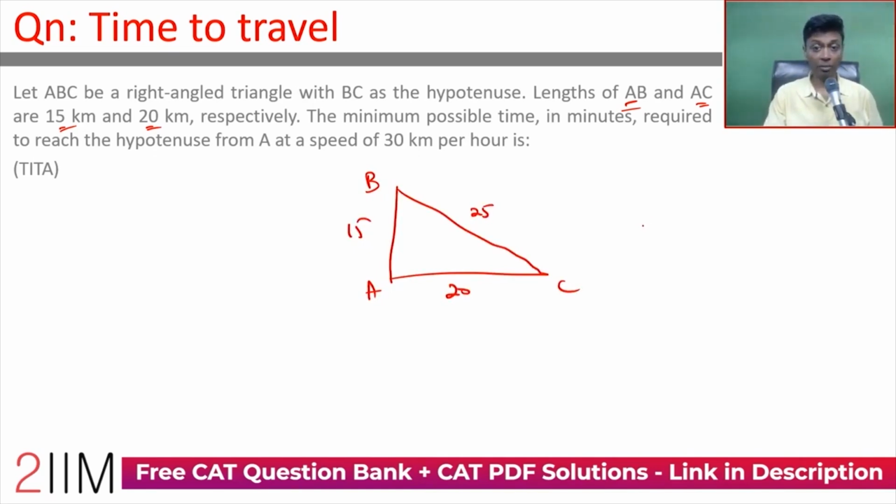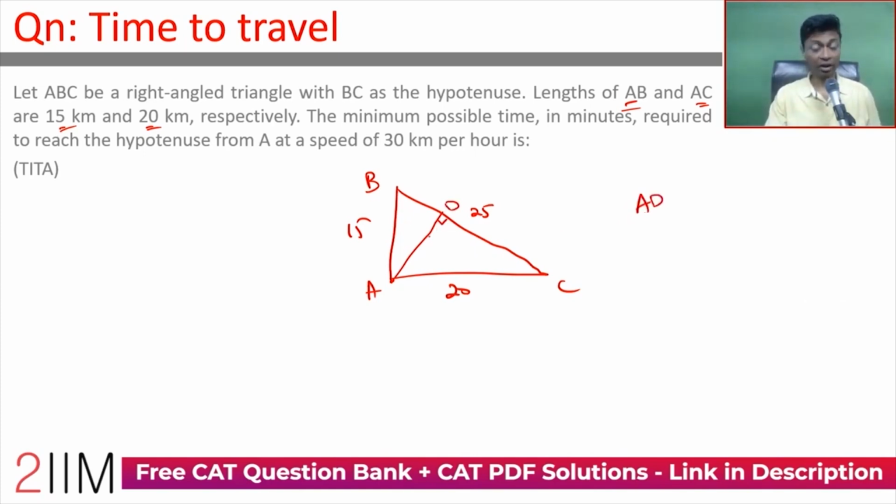The minimum possible time in minutes required to reach the hypotenuse from A at a speed of 30 kilometers per hour. From A, we reach the hypotenuse. The minimum possible time would happen if you're traveling the minimum possible distance, which means it's a perpendicular line. And so we want to find distance AD and then divide that by 30 kilometers per hour. How do we find that?